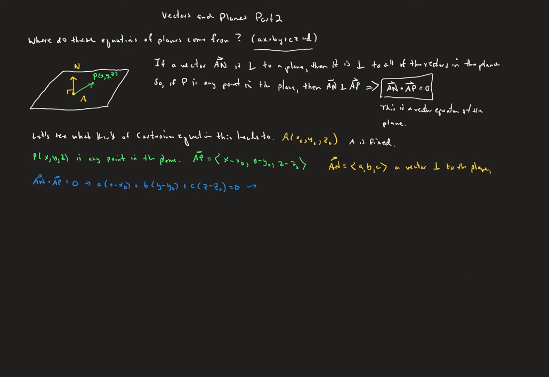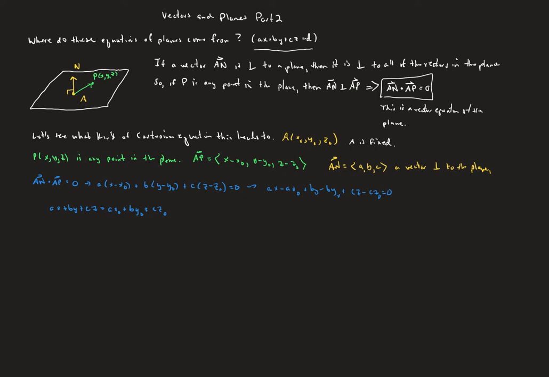Well, if we distribute that, we're going to get ax minus ax sub 0 plus by minus by sub 0 plus cz minus cz sub 0 equals 0. So if we leave the stuff without the minus signs on the left side, we have the ax plus by plus cz, and we add those others to the other side, we get ax sub 0 plus by sub 0 plus cz sub 0.